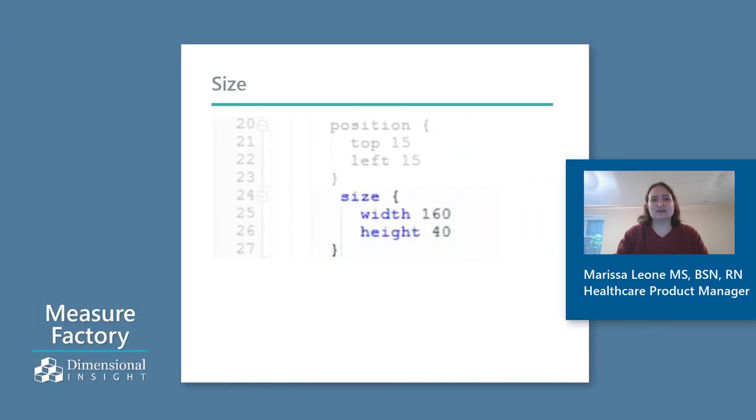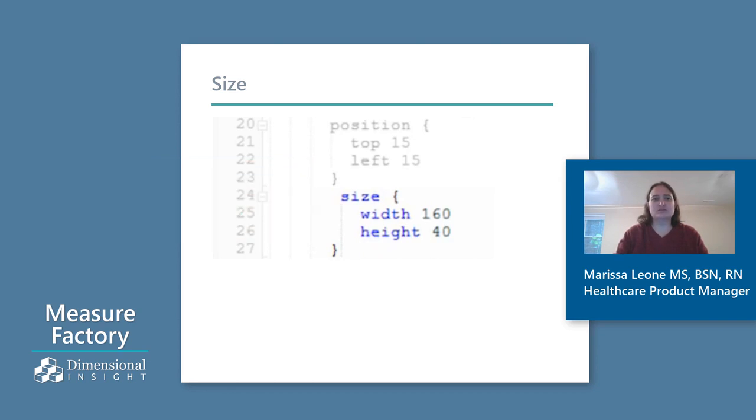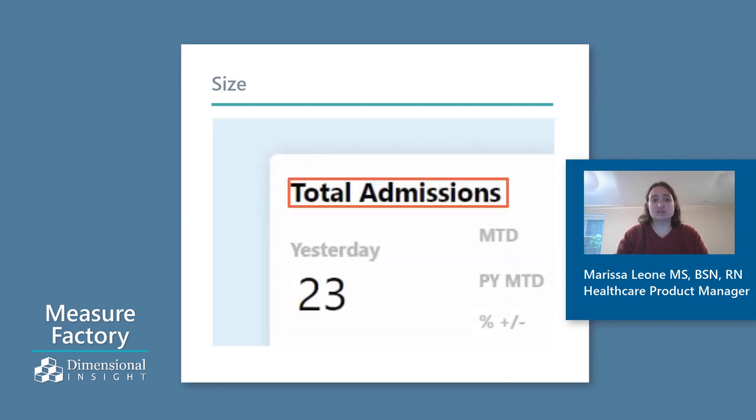And then size. For all components besides text and images, the size tag is required. On text and image, you can use size, but it will work without it. There are two sub-attributes, width, which is the integer pixel width of the component, and then height, which is the pixel height of the component. And you set this just like the position, where you set the size, and then the width, and the height.